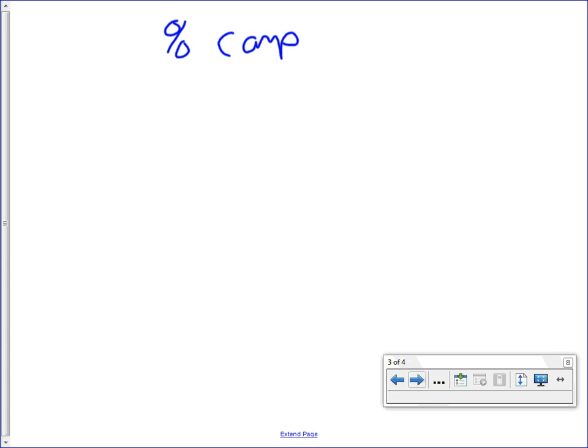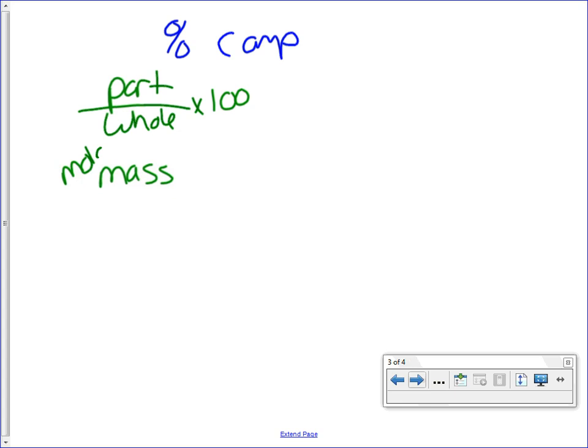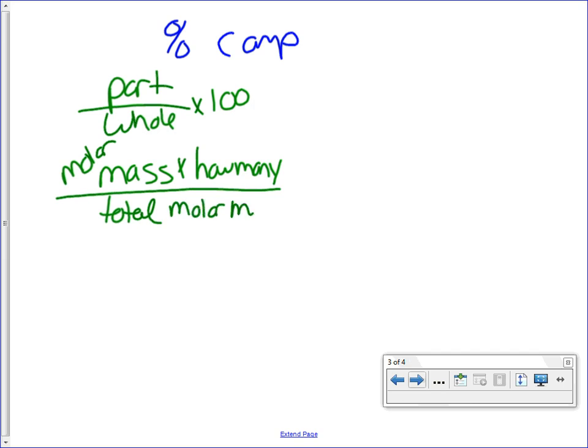All right. Percent composition I'm going to do nice and quick because it should be pretty easy. The formula is on the back of your reference table. The formula is the part over the whole times 100, and that equals your percent composition. So the part is the molar mass of the element that you're asked about times how many, and I'll show you what that means, divided by the total molar mass times 100 to get a percent, okay?